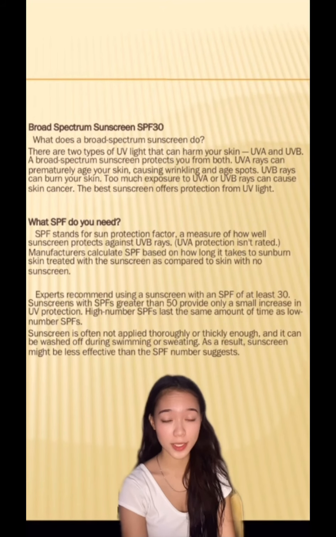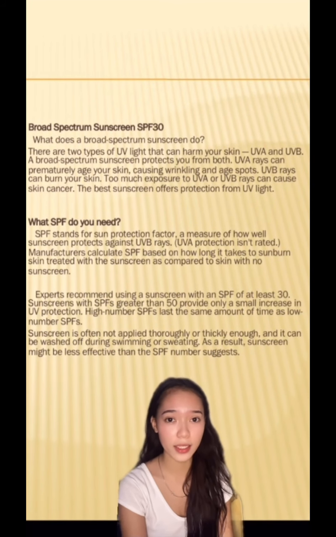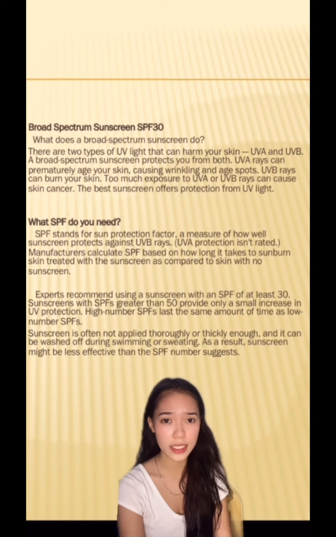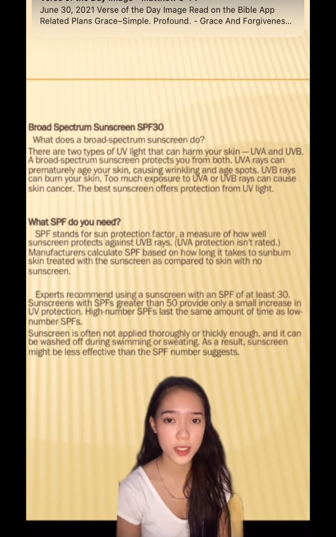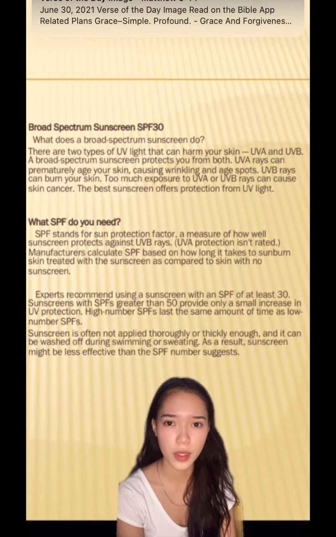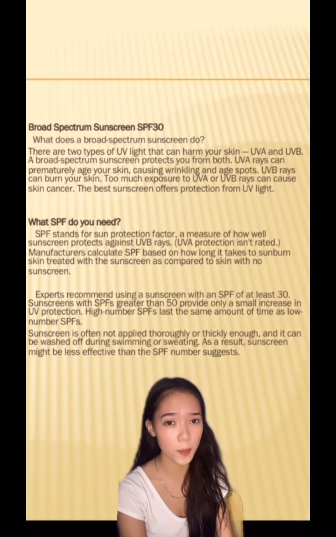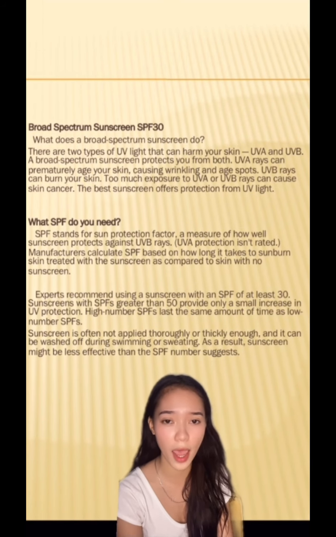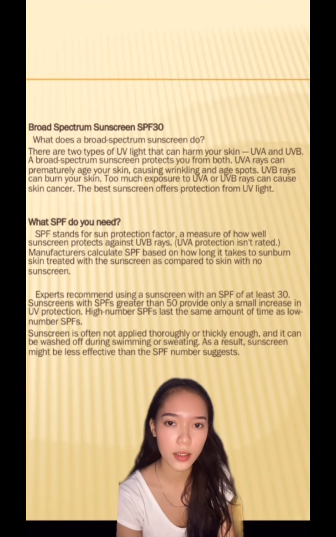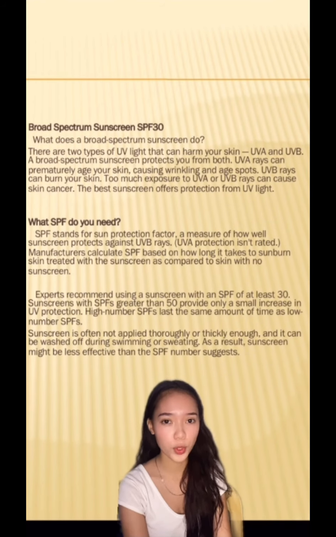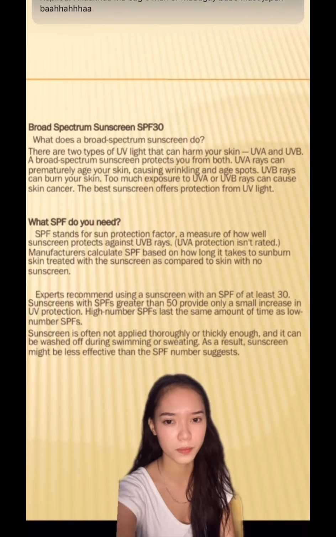Broad spectrum sunscreen SPF 30. There are two types of UV light that can harm your skin. First is UVA and second is UVB. The broad spectrum sunscreen protects you from both. UVA rays prematurely age your skin, causing wrinkles, age spots, and many more. UVB rays can burn your skin. Too much exposure to UVA or UVB rays can cause skin cancer.